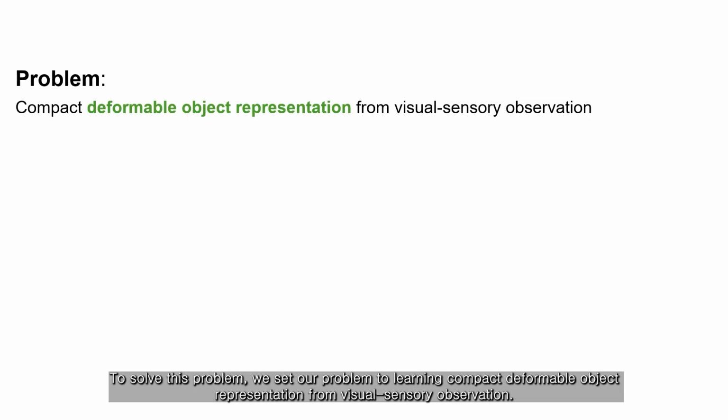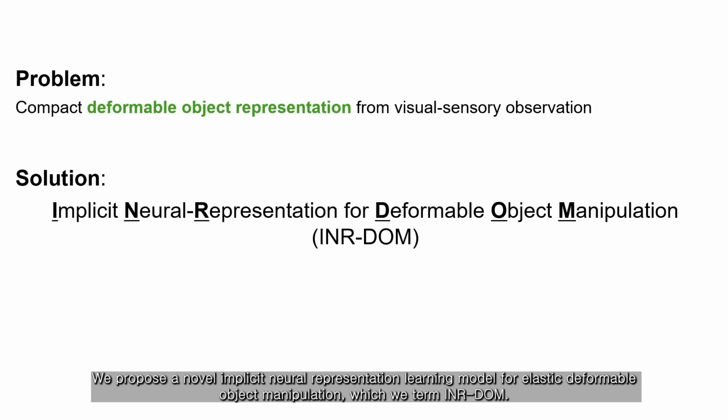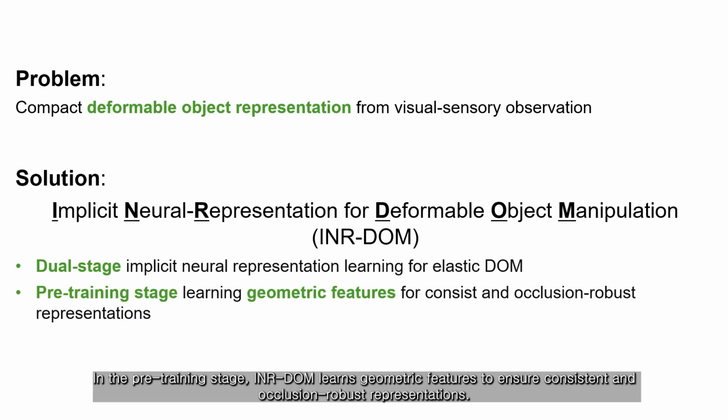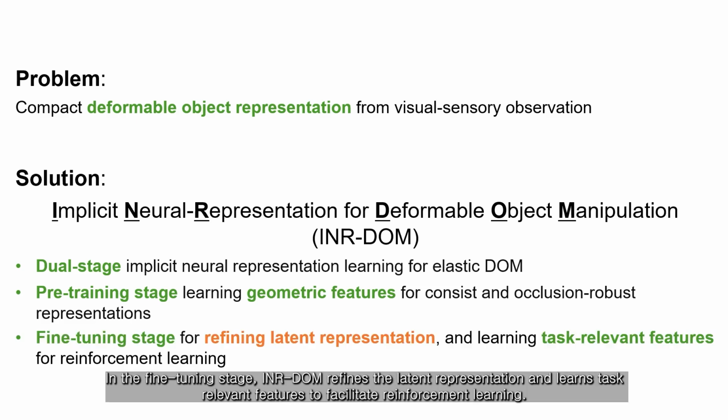To solve this problem, we set our problem to learning compact deformable object representation from visual sensory observation. We propose a novel implicit neural representation learning model for elastic deformable object manipulation, which we term Inr-Dom. Inr-Dom is a dual-stage implicit neural representation learning approach designed for elastic object manipulation. In the pre-training stage, Inr-Dom learns geometric features to ensure consistent and occlusion-robust representations. In the fine-tuning stage, Inr-Dom refines the latent representation and learns task-relevant features to facilitate reinforcement learning.